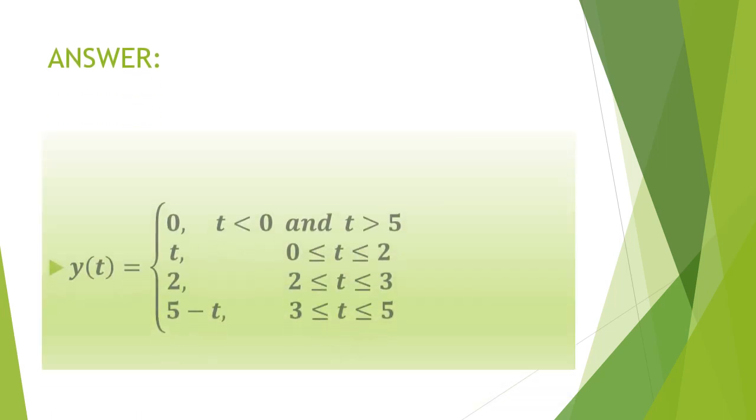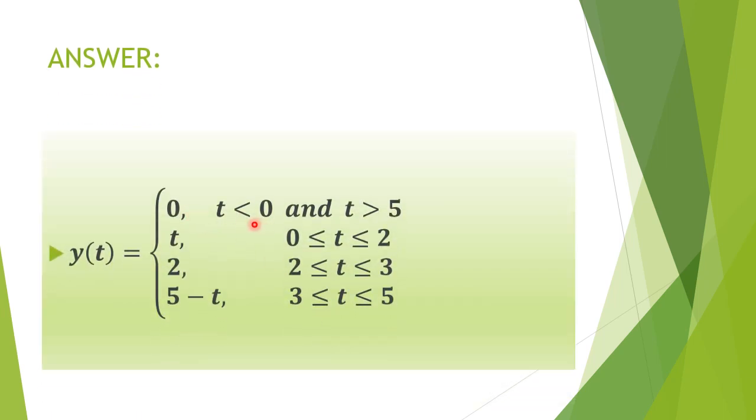So we can put the answer as y of t is equal to 0 for t less than 0 and t greater than 5. For both limits, the value of y of t is 0. Then for t in between 0 and 2, y of t is equal to t. For t in between 2 and 3, y of t is equal to 2. And for t in between 3 and 5, y of t is 5 minus t.